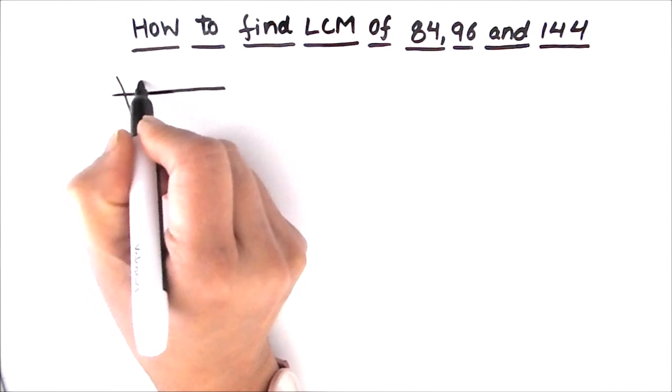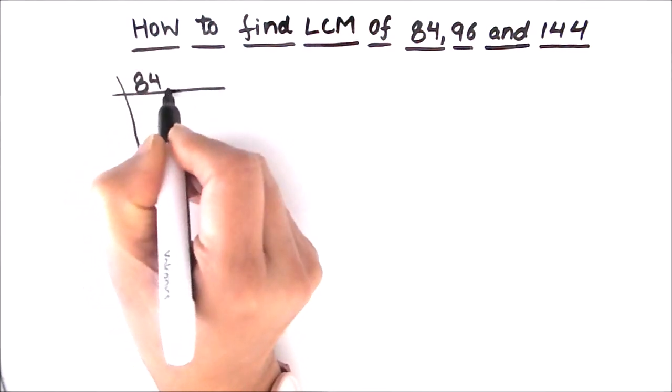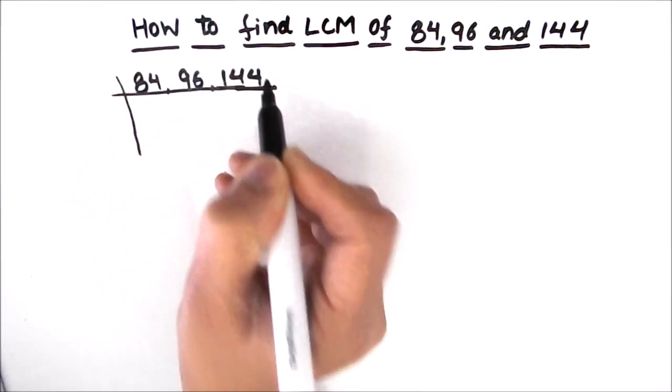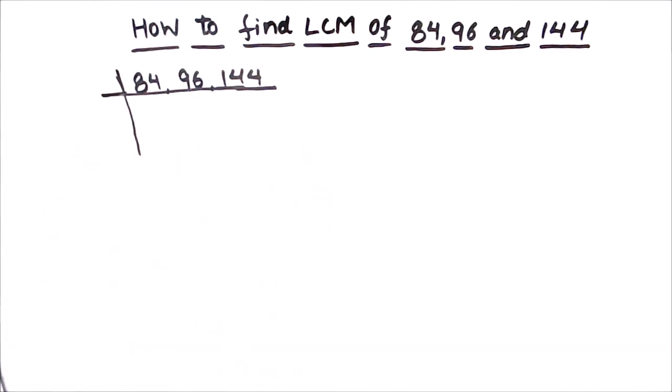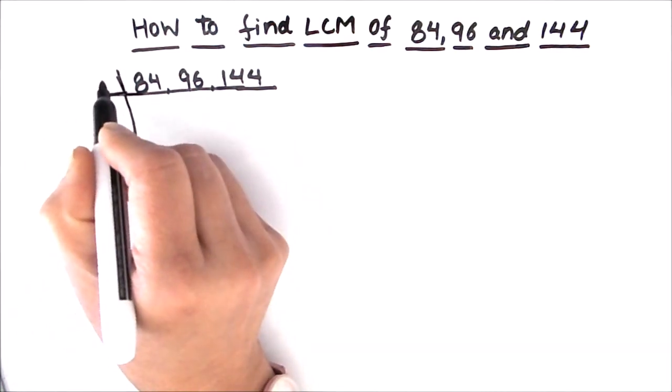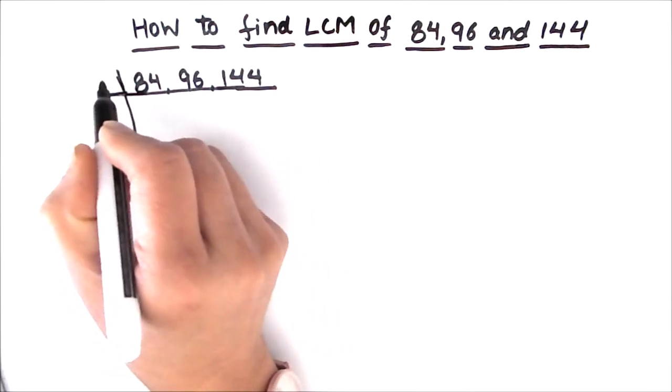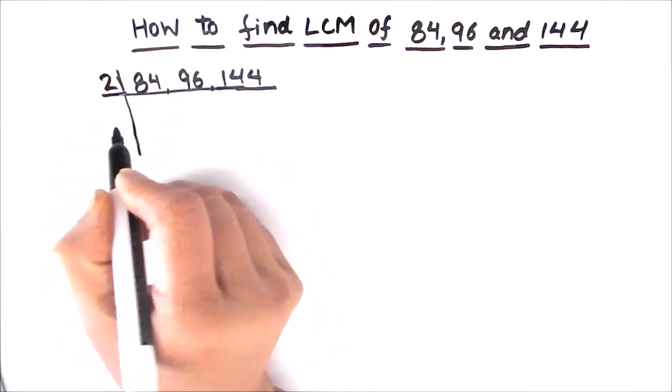Here we are not going to find the factors separately. I am going to be using the single ladder method, where we find the factors of the three numbers together using a single ladder. So let's start dividing the three numbers. As all the three numbers are even, we can use 2 to divide all the three numbers.